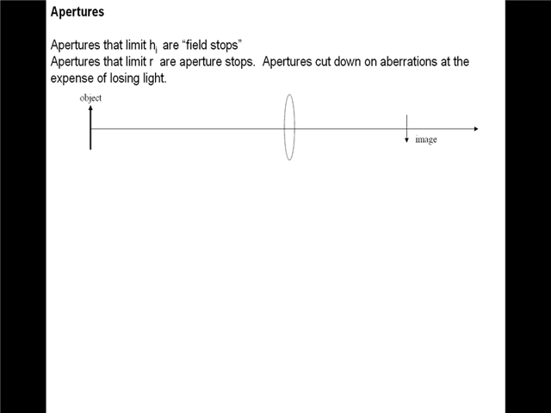They can either limit the size of the image, in which case we call it a field stop, or they limit the size of an optic, or limit r, and that we call an aperture stop. An aperture simply cuts down on aberrations at the expense of losing light in the system.